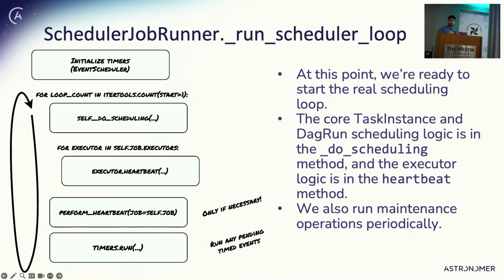We then enter the actual scheduler loop, which is separated into 3 main parts. So first off, the DAG run and task instance scheduling logic, which are contained in the do scheduling method. Then afterwards, for each executor, we perform a heartbeat. The executor heartbeat is an important step as it's the code path that implements a step of sorts in the executor logic. Finally, if necessary, we perform a scheduler heartbeat. By if necessary, we mean that we only perform a heartbeat if a span of time defined by the scheduler heartbeat sec configuration parameter has elapsed.